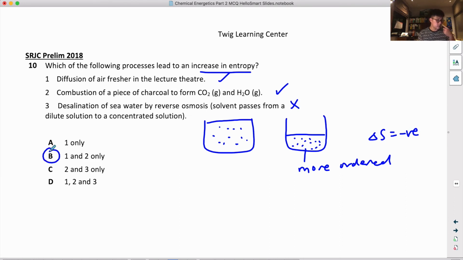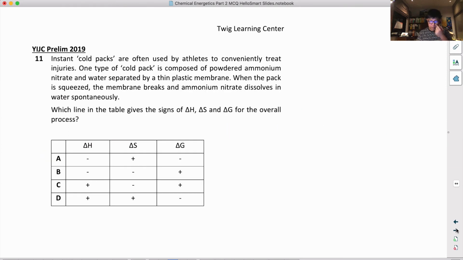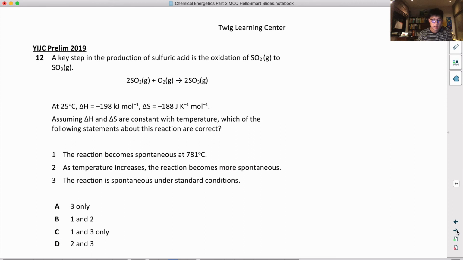Okay, let's look at the next question. Instant cold packs. When I see the words instant cold packs, this is something to cool things down, so it's going to be an endothermic reaction, so change in H is positive. If it's a heat pack, it will be exothermic, but this is a cold pack, so it's positive. The question says when the pack is squeezed, the membrane breaks and ammonium nitrate dissolves in water spontaneously. So spontaneously, I take change in G to be negative, which means I have no choice, the answer is going to be D. Okay, let's look at the next question.